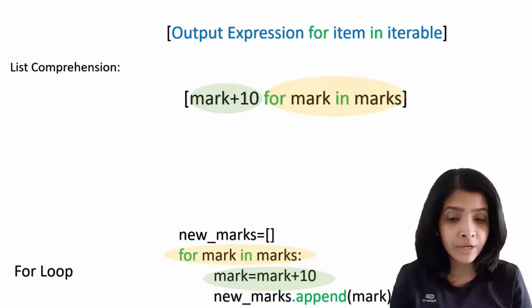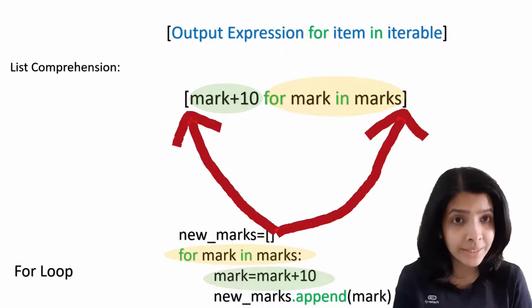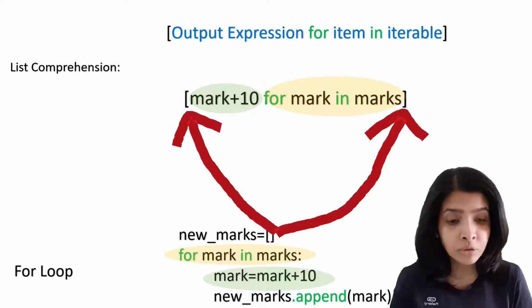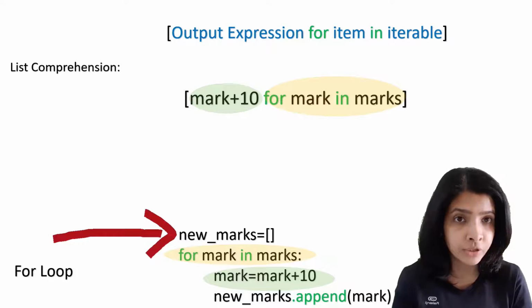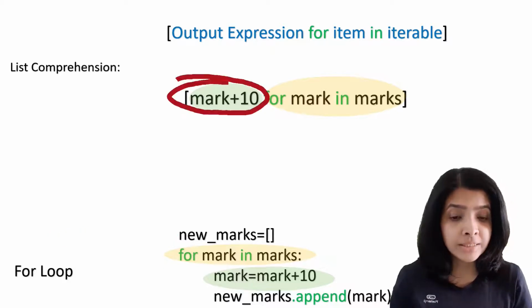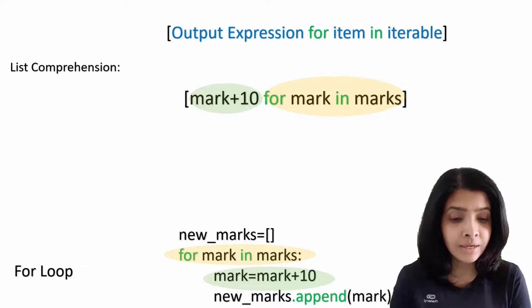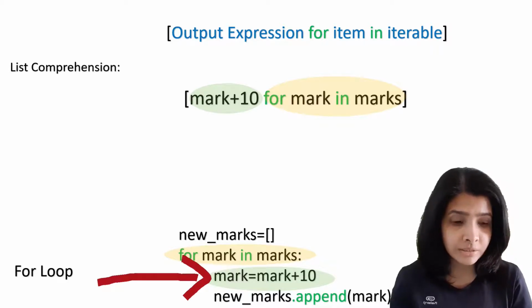The basic format of a list comprehension is, the first part is the square bracket, which signifies that we are creating a new list, and this is equivalent to the first line of code in the for loop where we create an empty list first. Within the square bracket we write the output expression, that is the operations or calculations needed to get the desired output list. That is done in this line of code, that is adding 10 points to each of the marks.